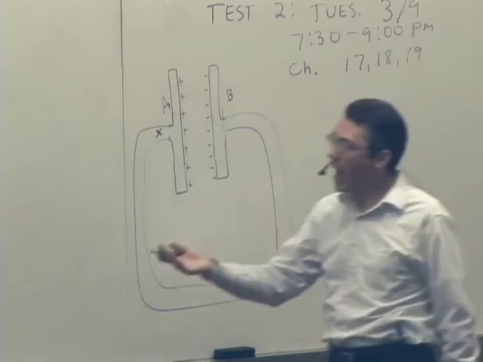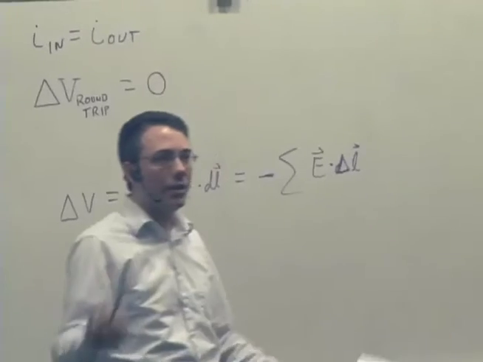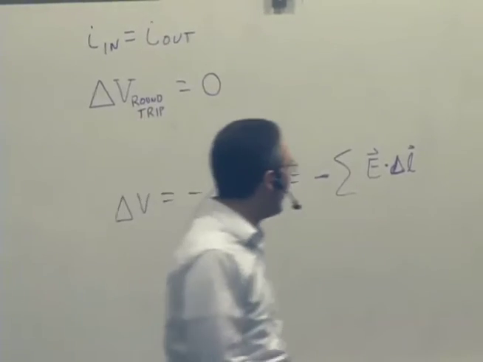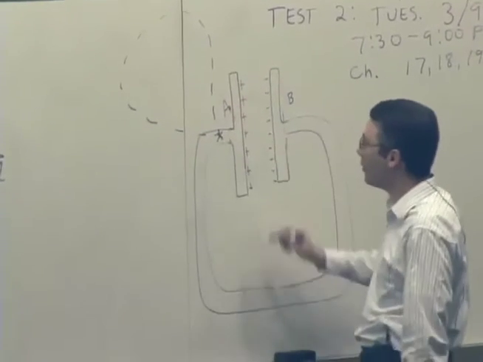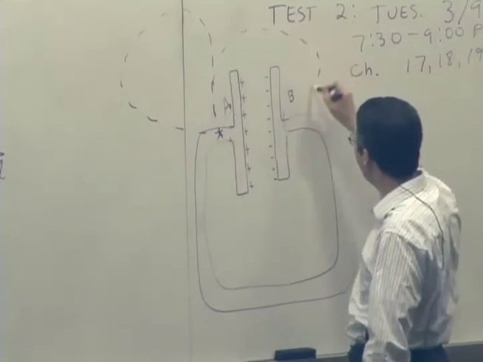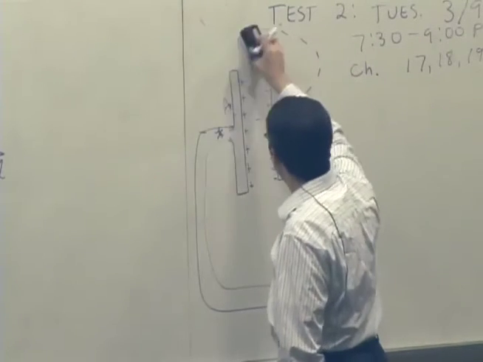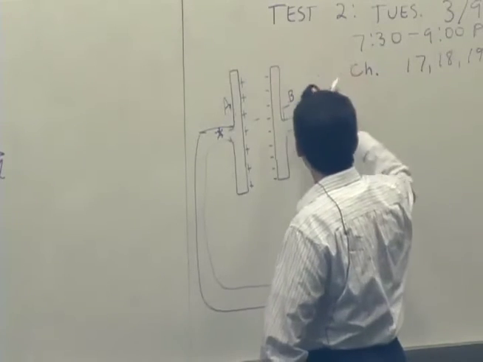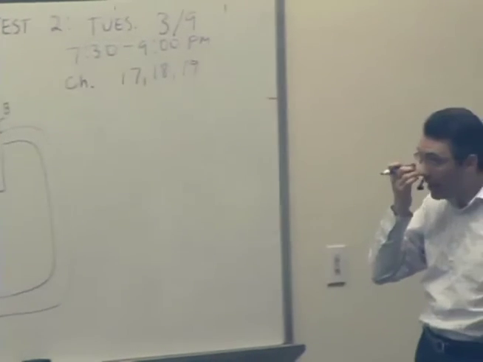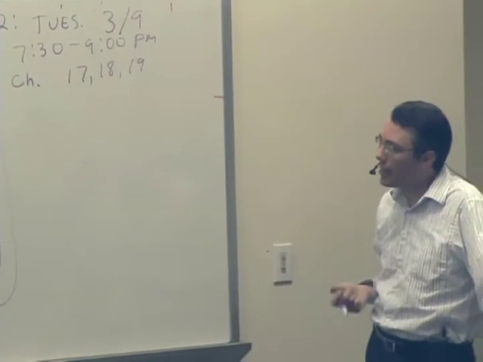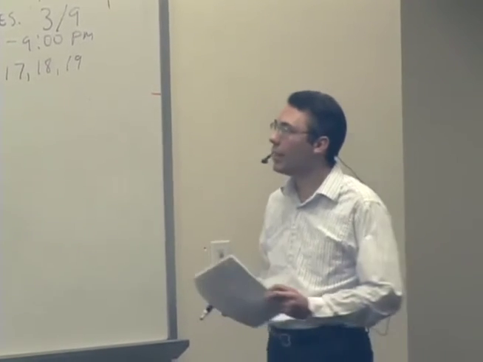If I pick a path that starts at A and ends up at A, no matter what path I pick, it should give me a round trip potential difference equal to 0. That means I could choose a path that goes out of the circuit and back like that, or something that goes around here and back like that. That's interesting, but it doesn't really tell me much about the electric field inside the wires of the circuit, which is what we're interested in if we want to analyze the current and the potential difference along the lengths of the wires of the circuit.